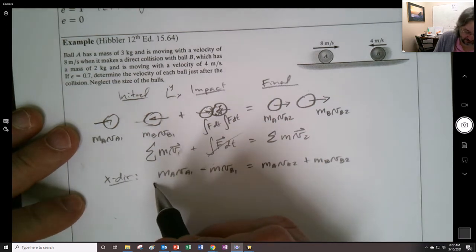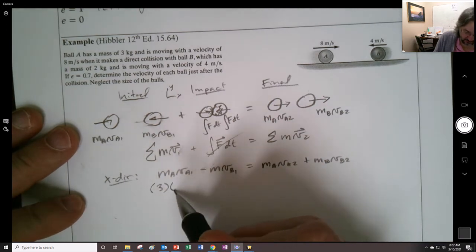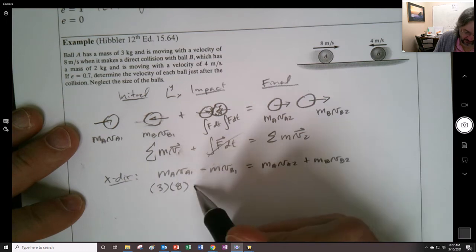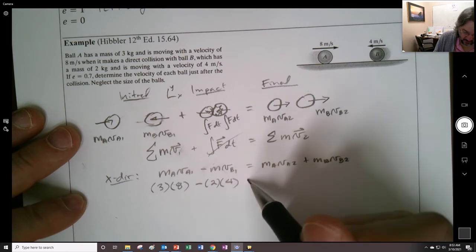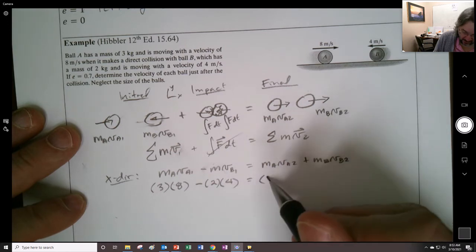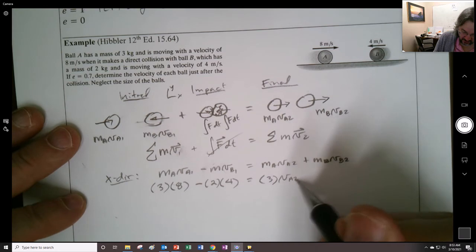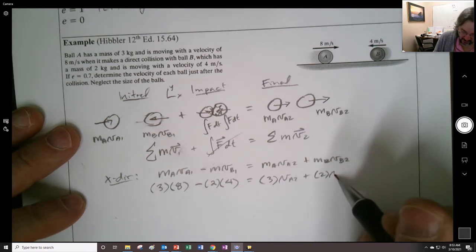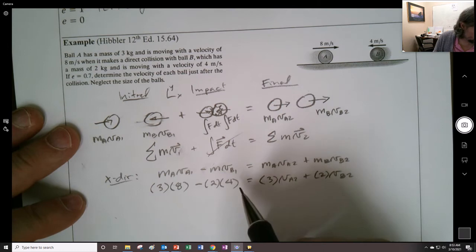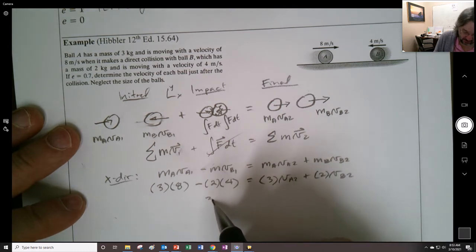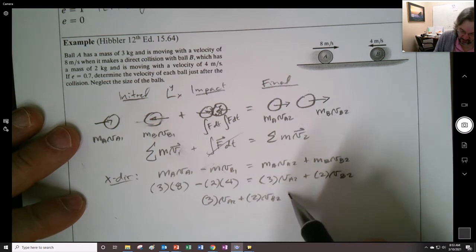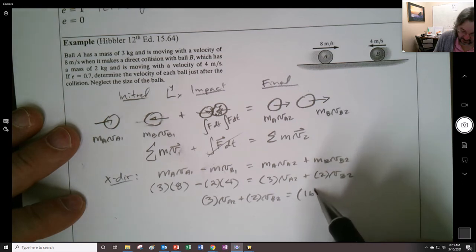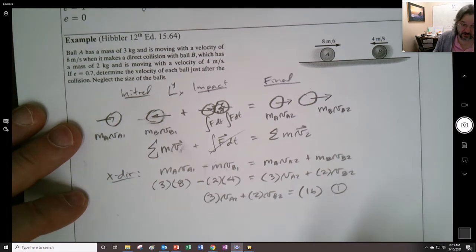So I'll stick the numbers in. We have 3, and it's traveling at 8. But now we have 2, and it's traveling at 4. And that's going to have 3 traveling at we don't know, plus 2 traveling at we don't know. So my one equation, as I like to write it: 3 vA2 plus 2 vB2 is equal to 16. So that'd be equation 1.